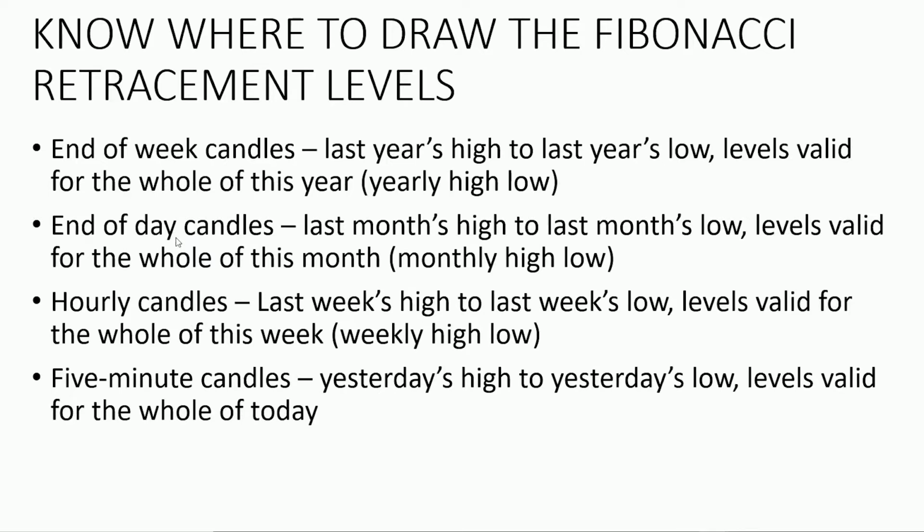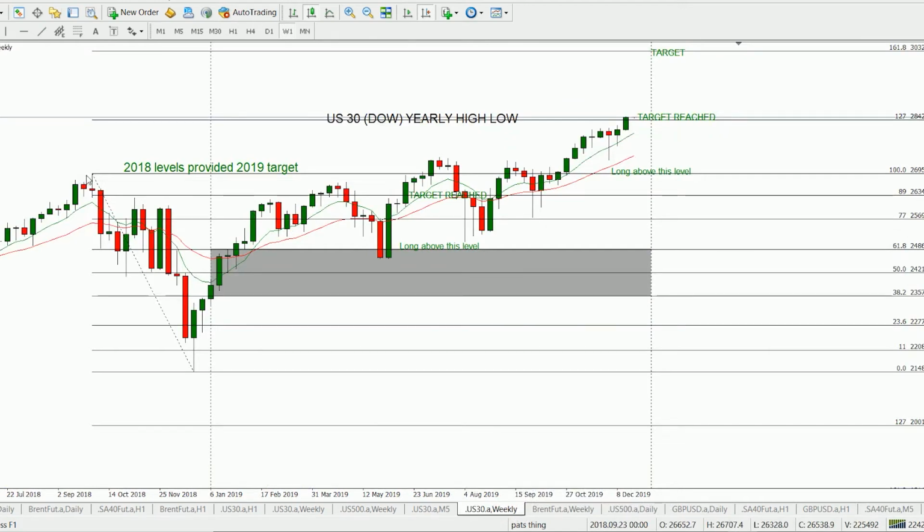Okay, so where do we draw them from? It depends which time frame we're looking at. So I'm going to start with end of week candles, and we simply draw this Fibonacci level from last year's high to last year's low. So the highest price of 2008 to the lowest price of 2008 gave us our levels for 2009. So we can see the support and resistance levels, we can see the consolidation area, and then the break of the 100. We had a target which was reached last week at the 127.